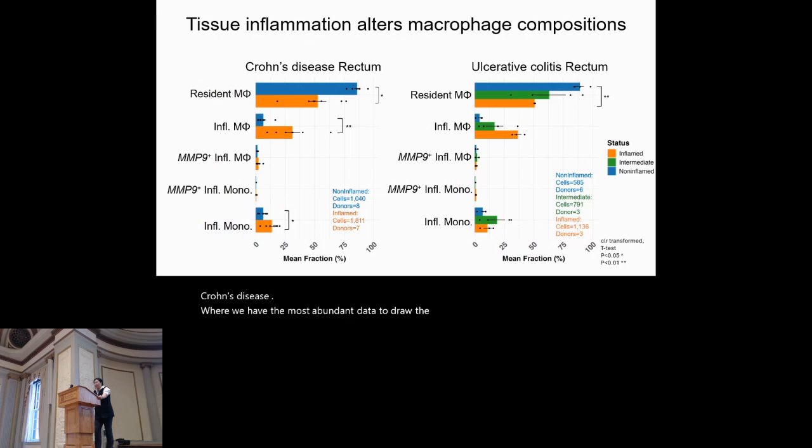We can see there is a composition reduction of the resident macrophage under tissue inflamed context, and then the increased composition of inflammatory macrophage and monocytes. And similar trends we found in the ulcerative colitis rectum sample.